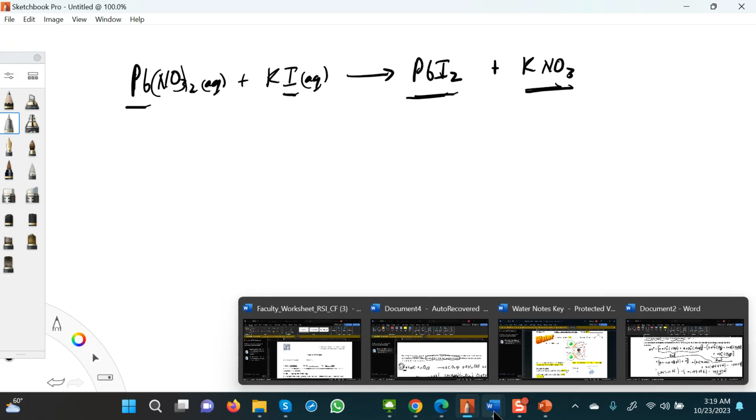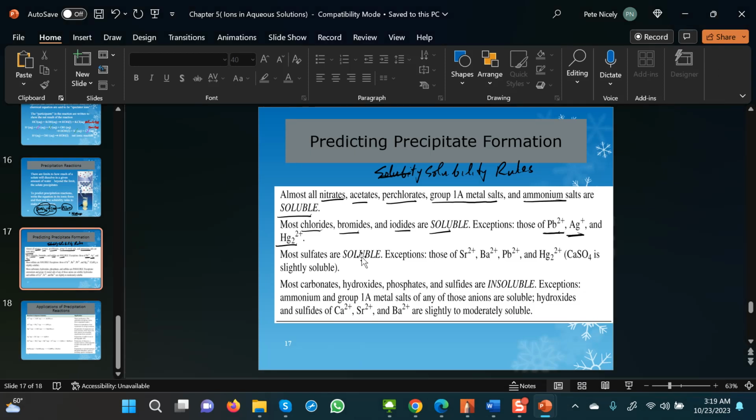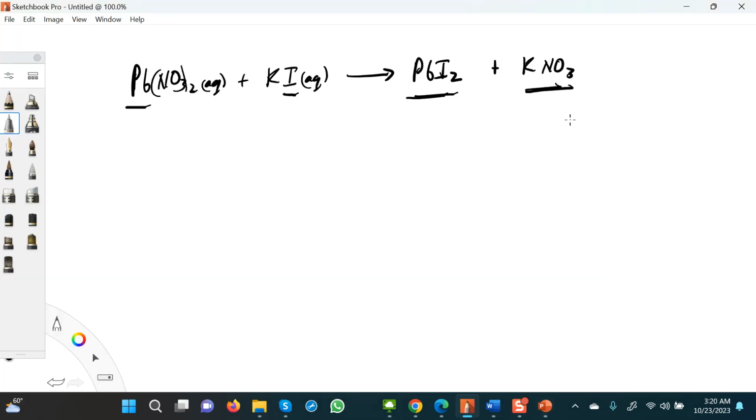So if you go to the chart, let me go back here, right? If you go to the chart, dealing with potassium nitrate, we can tell that potassium nitrate will be soluble in water because potassium is a group 1A metal salt, right? And it says all nitrates are soluble in water. So therefore, we can say that potassium nitrate is soluble, and therefore we put aq to indicate that this is an aqueous solution being formed as far as the potassium nitrate is concerned.